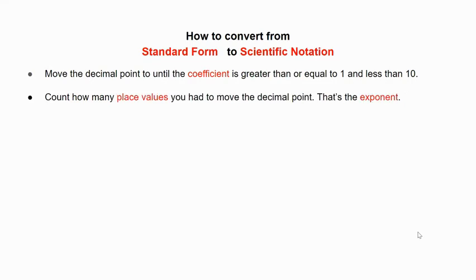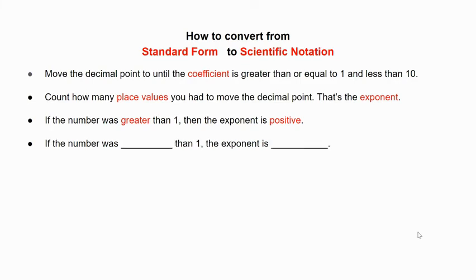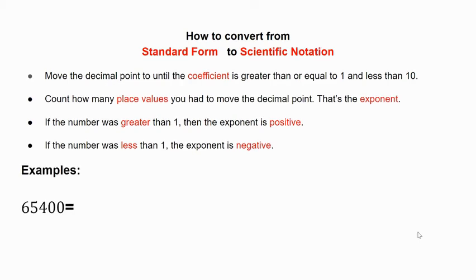Then we count how many place values you had to move the decimal point. So how many spots to the right or left did you have to move the decimal point? That is the exponent. If the number you started with in standard form was greater than 1, then the exponent is positive. If the number that you started with was less than 1, then the exponent is negative. Remember that positive exponents mean big numbers. Negative exponents mean small numbers.